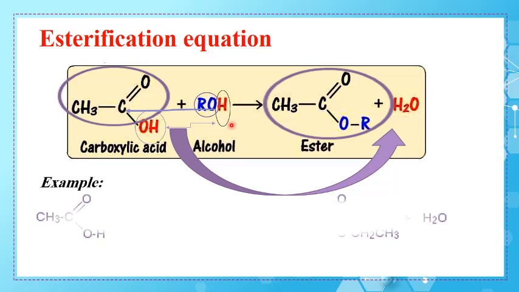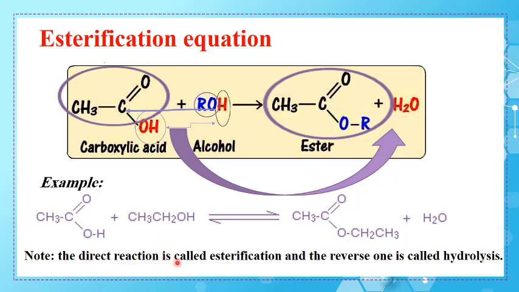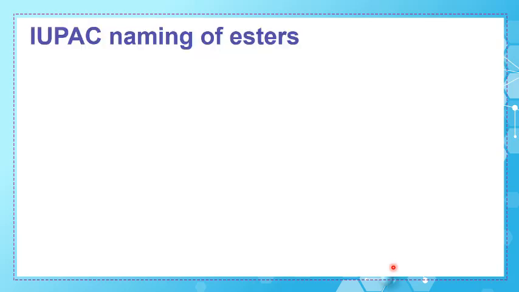Let's consider this example. Here it's an esterification reaction between ethanoic acid and ethanol. As I said, the OH from the acid and H from alcohol will produce water, while this part of the acid will combine with this oxygen coming from alcohol producing this ester. To be noticed that the direct reaction is called esterification. It means in direction 1 here it is called esterification, and the reverse one here is called hydrolysis, because we are decomposing this molecule. We will explain hydrolysis later.